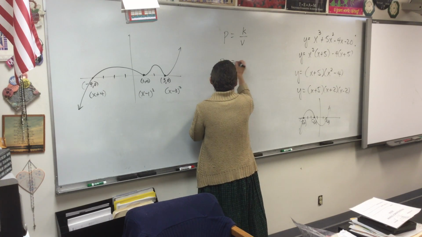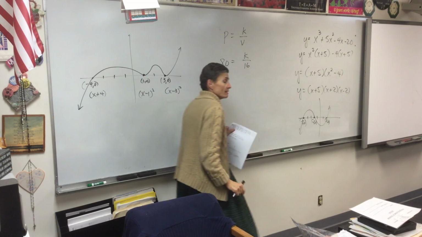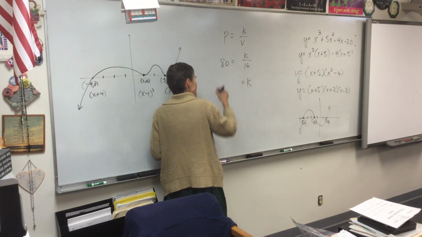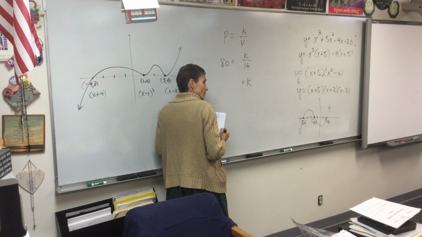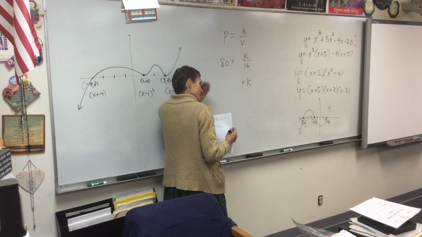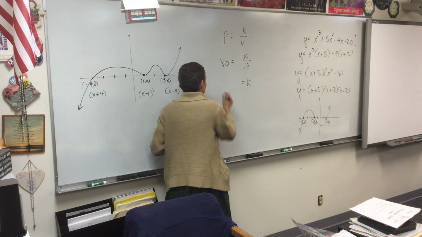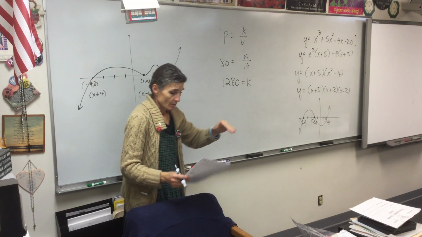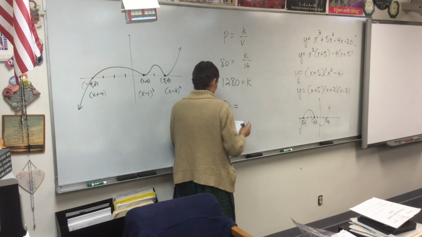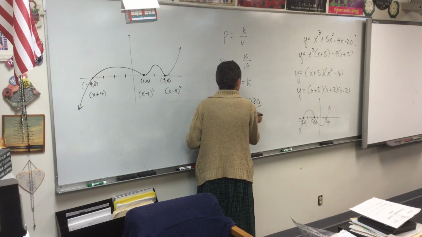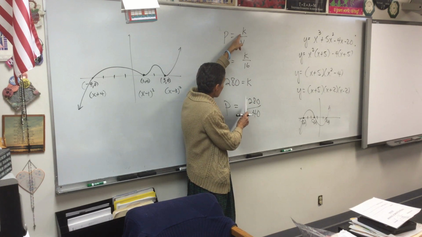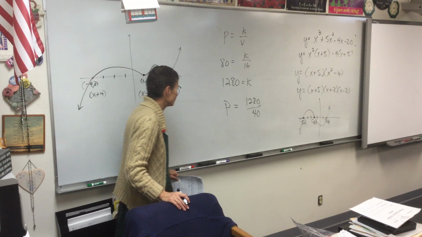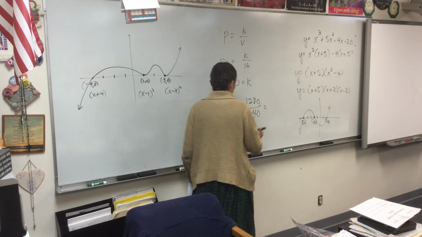If the pressure is 80, the volume is 16. So K equals 80 times 16, which is what? Hannah, what you got for 80 times 16? 1280. So K is 1280. That is not the answer to the question. The question is, find the pressure when the volume is 40. I have a K value, I have a V value, I'm going to evaluate that. What is 1280 over 40? That reduces, that's something. Is it 32?